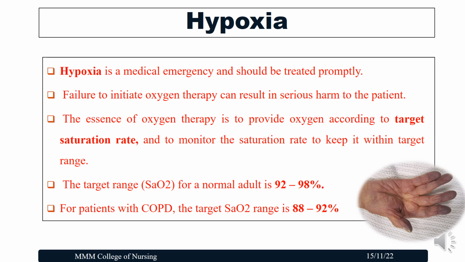Failure to initiate oxygen therapy can result in serious harm to the patient. The essence of oxygen therapy is to provide oxygen according to the target saturation rate and to monitor the saturation rate to keep it within the target range. The normal saturation level for a normal adult is 92 to 98%, or for patients with COPD, chronic obstructive pulmonary disease, the target saturation ranges from 88 to 92%.